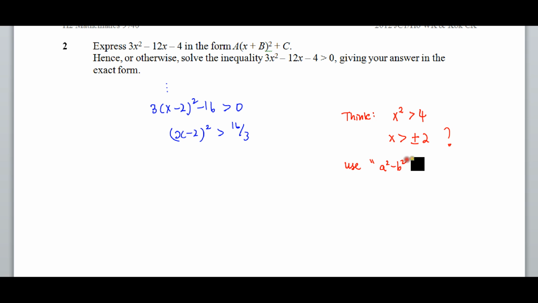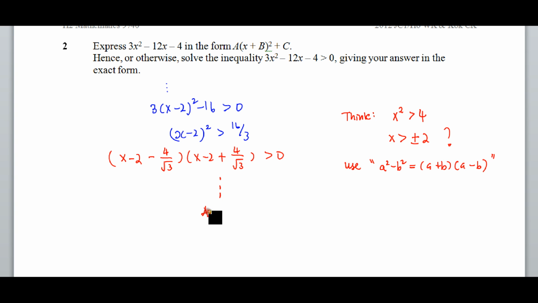a squared minus b squared equals a plus b times a minus b. Now this one you learned at O levels, am I right? But you don't use it enough. So what you do is you get x minus 2 minus 4 over root 3, times x minus 2 plus 4 over root 3. Now once you get to this stage, you will get the answer. Every one of you who managed to get this should get your answer.